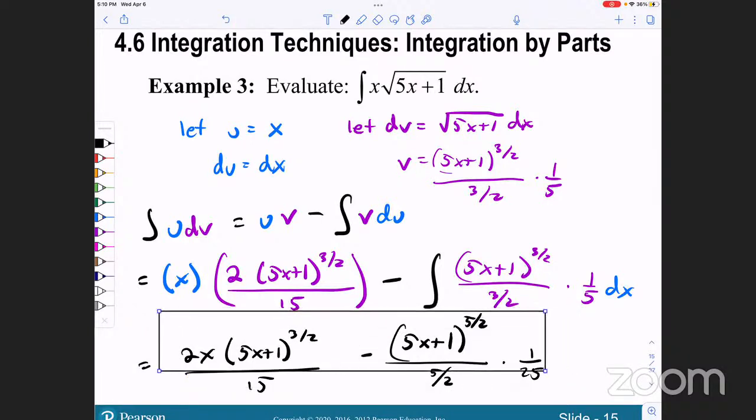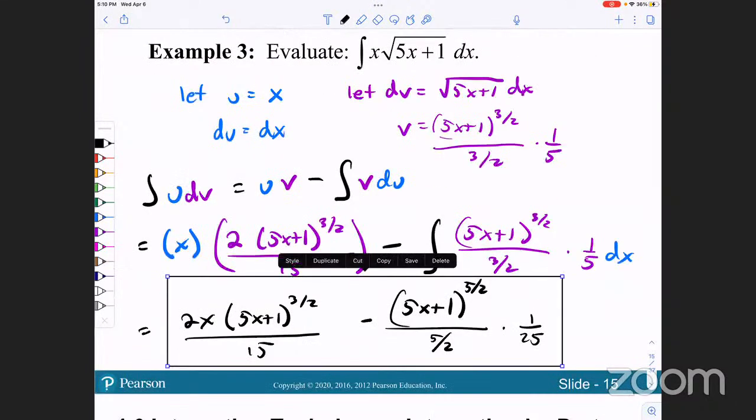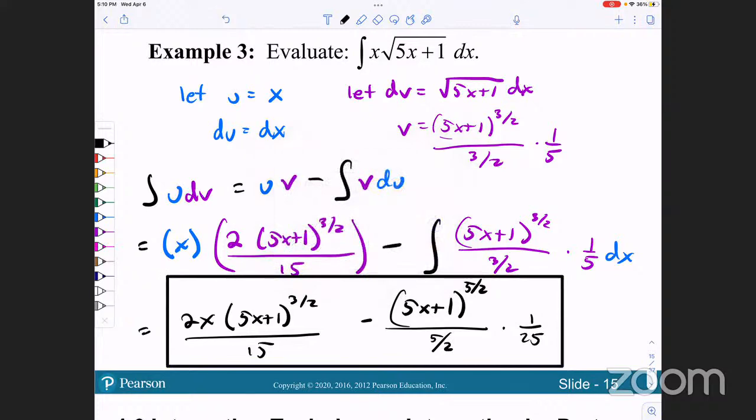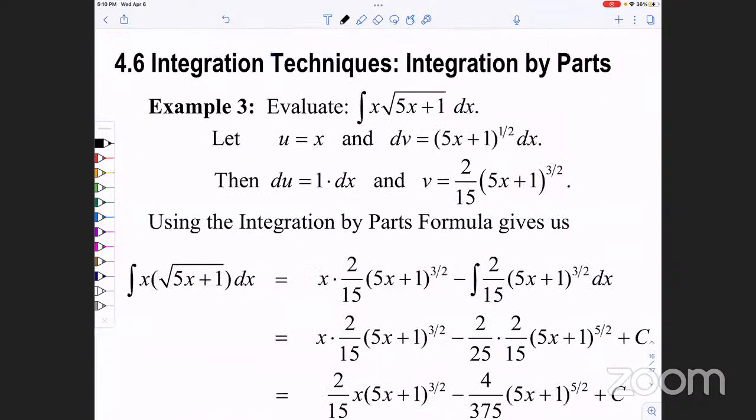And I want to look at the notes to see what they did, if they got the same thing or not. Now, we can flip and multiply, so that would be 2 over 125, and you got your 2 over 15 there. But I feel like this is far enough just to get the point. Okay, let's see what the notes did.